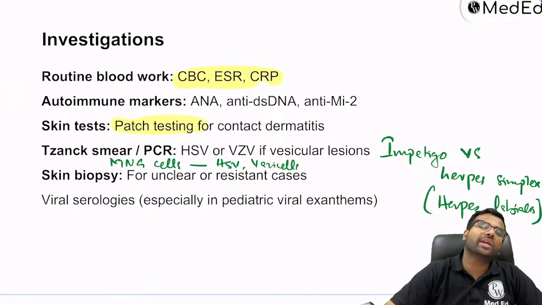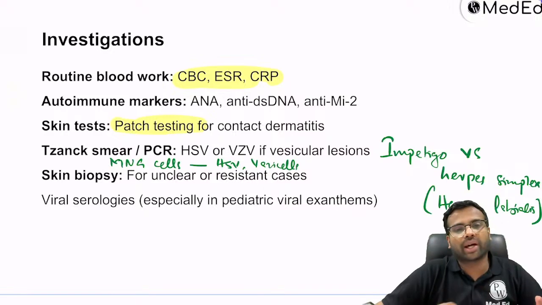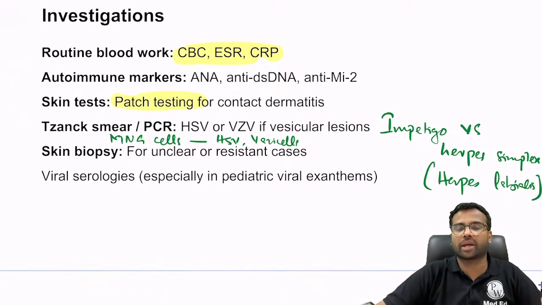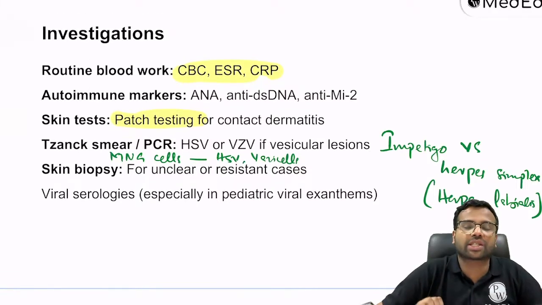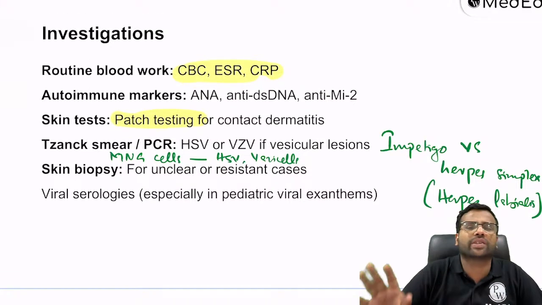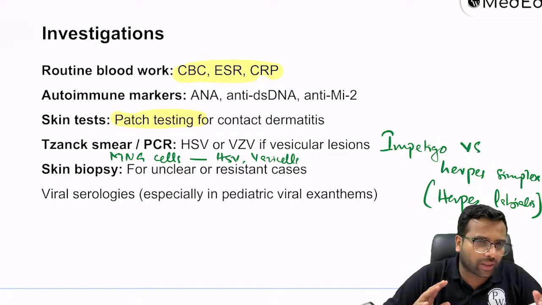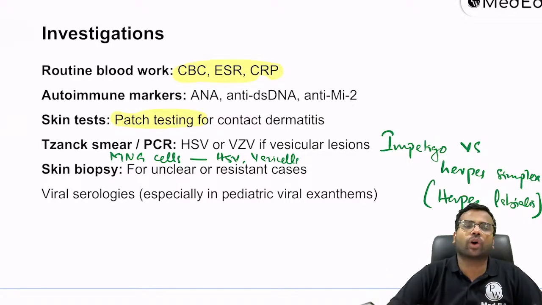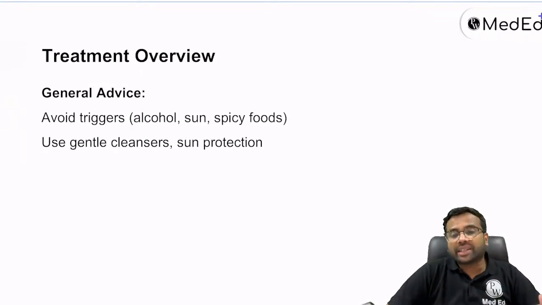And only if it is necessary, you may go for some viral serologies, but otherwise measles and all usually can be diagnosed clinically. Clear? So these are the kinds of investigation that we can do. We can go for any routine investigation, patch test, we can go for Tzanck smear, all those things can be done. So now how do we treat this patient?